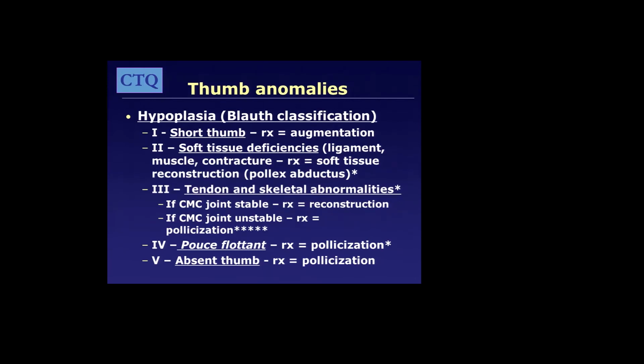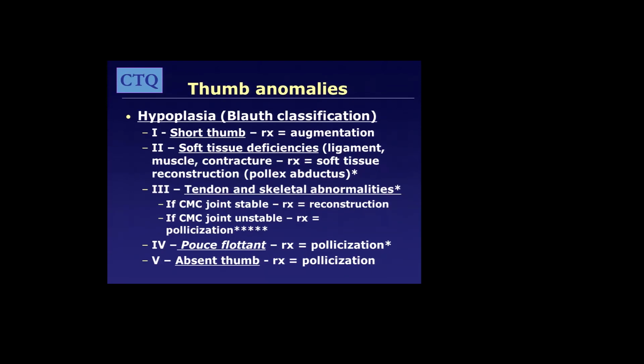Type 3 is where you have actual tendon and skeletal abnormalities. This is really the crucial point. If your CMC joint is stable, then you can do a reconstruction, meaning like a free toe transfer. If your CMC joint is unstable, you cannot save that thumb, and therefore removal and pollicization with the index finger is the treatment of choice.